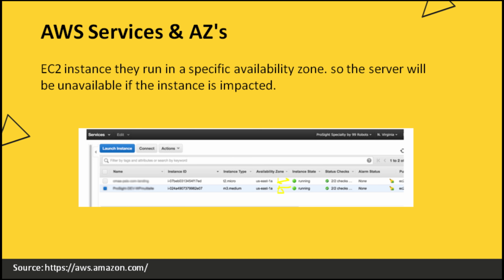Here there is a difference, right? The server will be unavailable if the availability zone goes down, and this is the reason why you need to have multiple servers running in different availability zones.